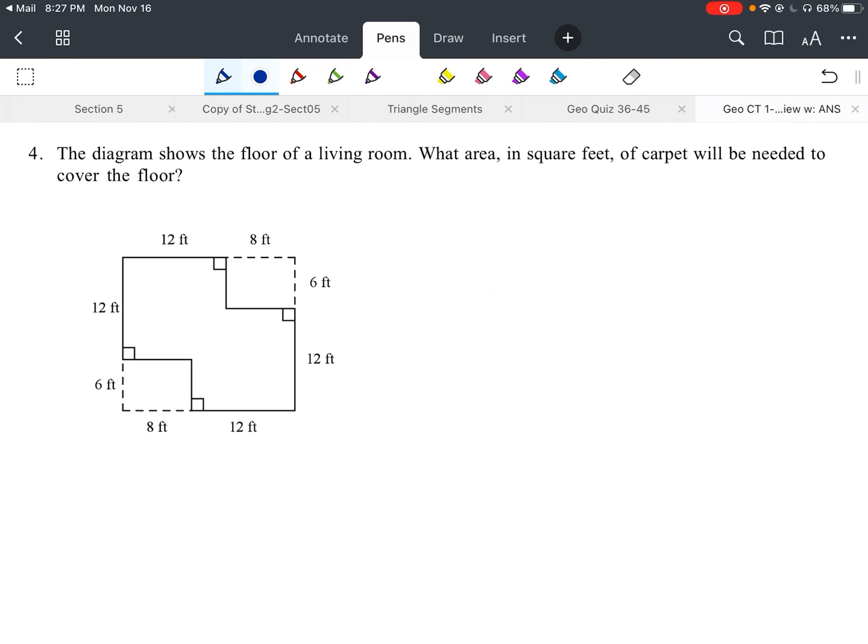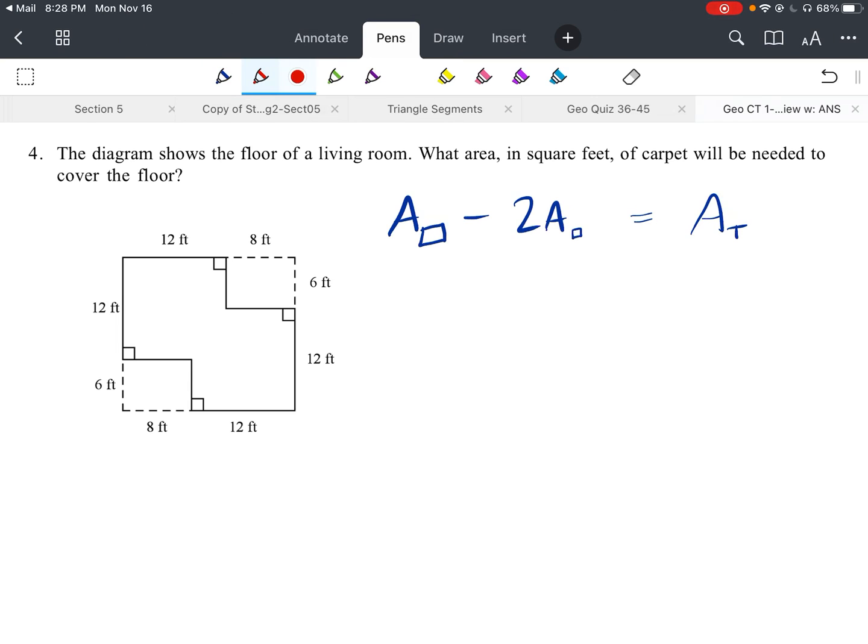Diagram shows the floor of a living room. What's the area in square feet of a carpet needed to cover this area? So since these are identical boxes, I'm going to take the area of the larger minus 2 times the area of the smaller. Okay, and I'm making my own little representations here. This is not official business. We'll call that the area total, something like that. All right, this just helps me visualize what's going on.